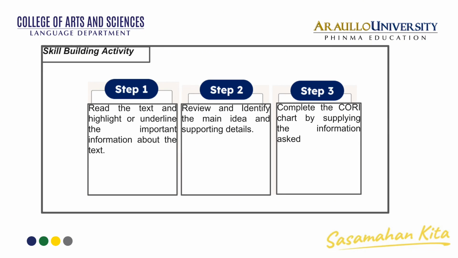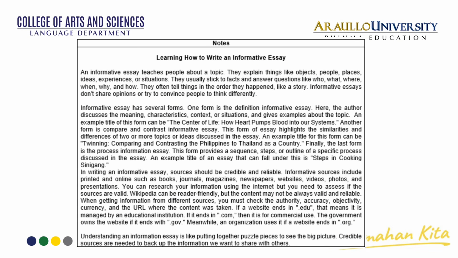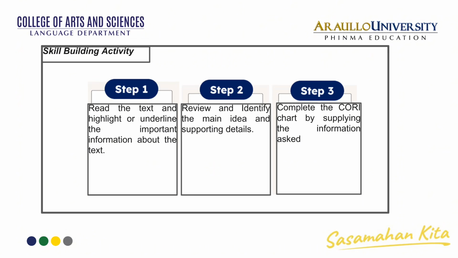The first one is that you need to read the text and highlight or underline the important information about the text. For today's article, you will read Learning How to Write an Informative Essay. After reading thoroughly and underlining and extracting the important information, you are to review and identify the main idea and supporting details for step 2. On step 3, you have to complete the CORI chart by supplying the information asked.